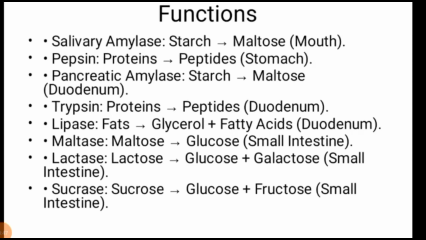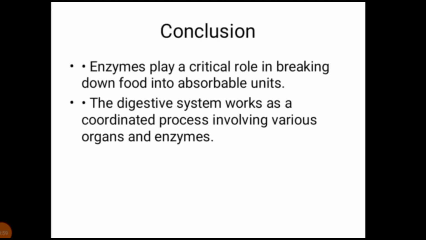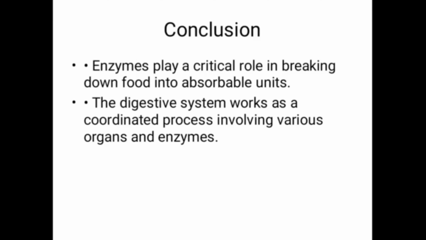So this is just a well compiled summary of everything that I talked about in this particular session. In conclusion, enzymes play a critical role in breaking down food into absorbable units. Without enzymes, digestion will be very, very slow, meaning we wouldn't be able to eat 3 times a day. You understand? Because it will take the body a longer period of time to break down the food.